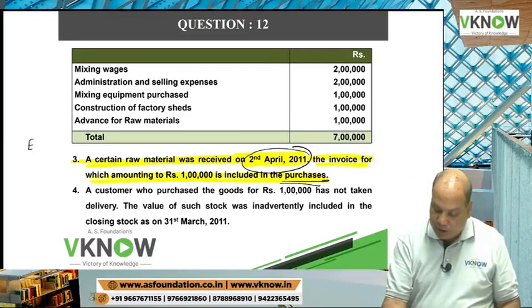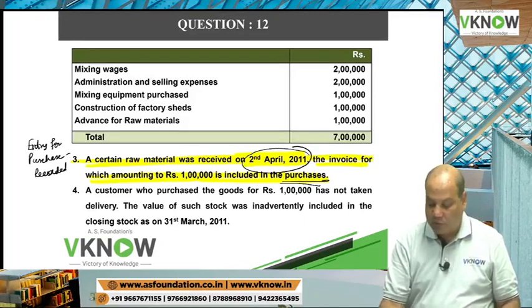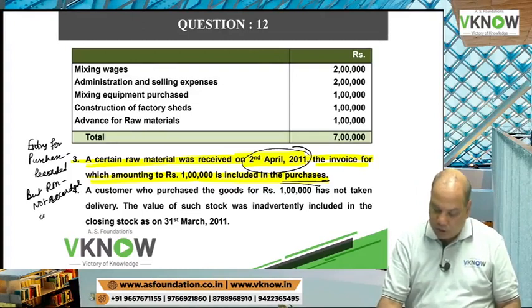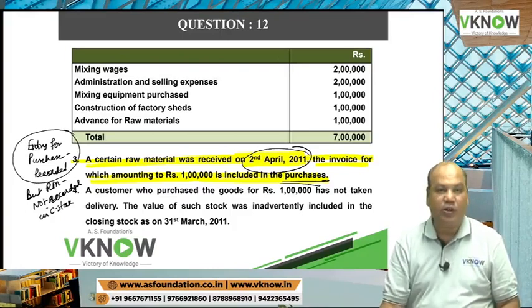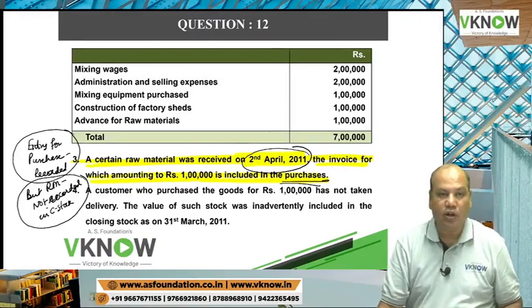What has happened? Again understand. Entry for purchase recorded, but raw material not recorded in closing stock. So I have two choices now. Either I can reverse the purchase entry or I can add raw material in transit in the closing stock.